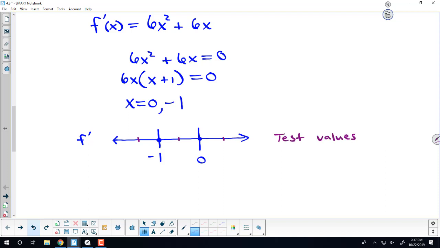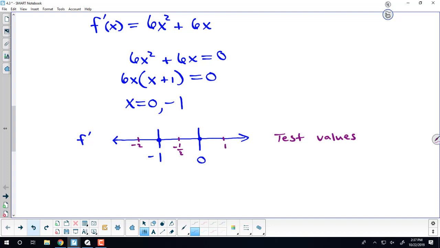It doesn't matter which ones we choose. We can choose any 3 numbers in those particular intervals broken up by our zeros. So on the left, what do we want to choose? -2. Okay, so we'll pick negative 2, in between negative 1 and 0, negative 1/2, and after 0, 1.